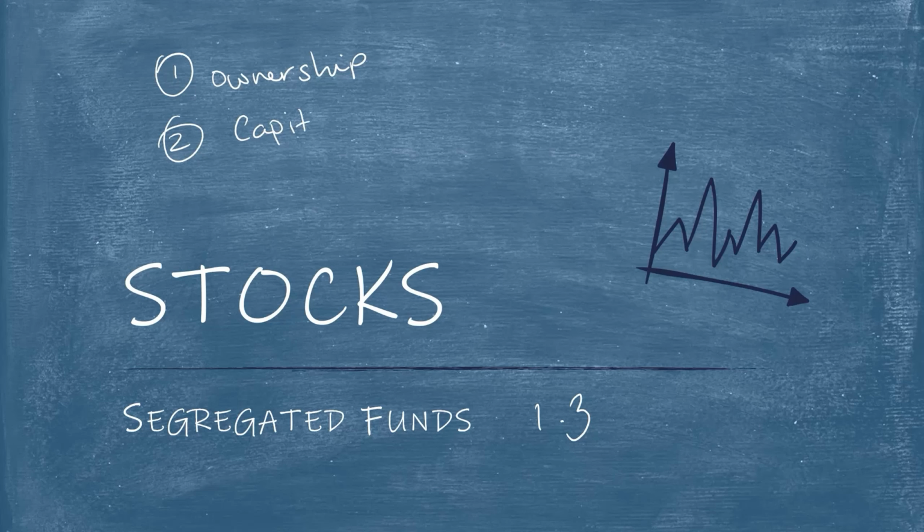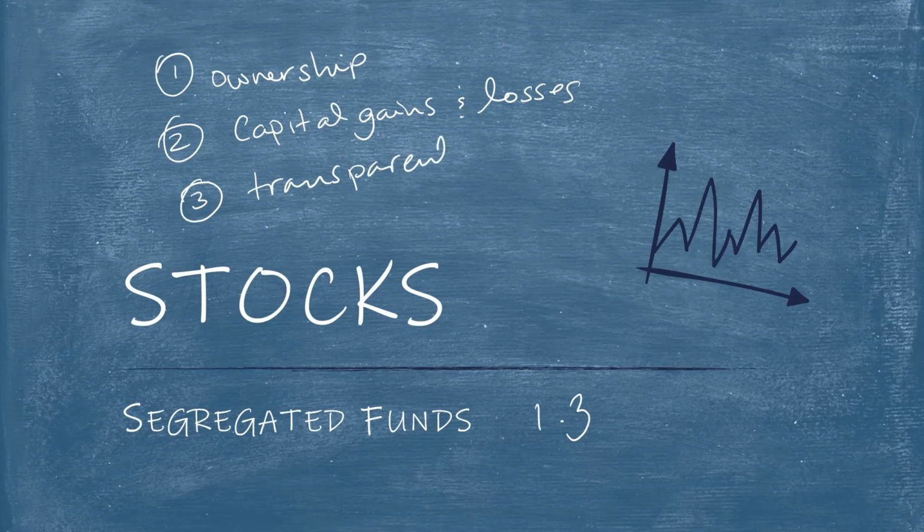As always, we're going to start off with those three things that will help you differentiate stocks from everything else that you're learning in the segregated fund module. And those three things are ownership, capital gains and losses, and transparency.